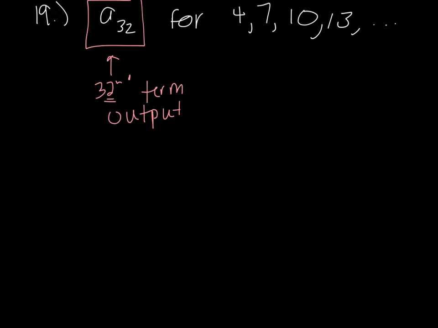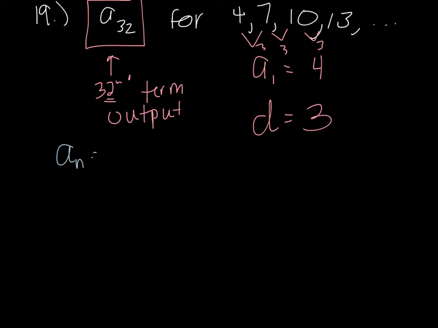So two things that I always need to know in order to write any explicit or recursive formula is I need to know a sub 1 and I need to know d, the common difference. So a sub 1 in this case is 4 and d, the common difference, is 3, because that's what I'm adding each time. So 3 is the common difference. So if you recall, the explicit formula is a sub n is equal to the common difference times n minus 1 plus a sub 1.